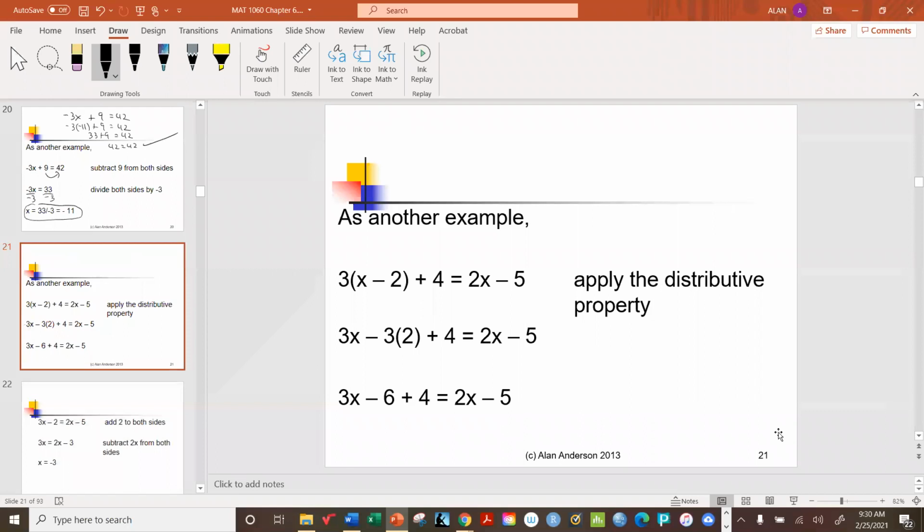All right, let's look at this one. Now, this one's even messier because we have to apply the distributive property before we do anything else. So we'll have 3x minus 3 times 2. The rest stay the same. And now I've got 3x minus 6 plus 4.